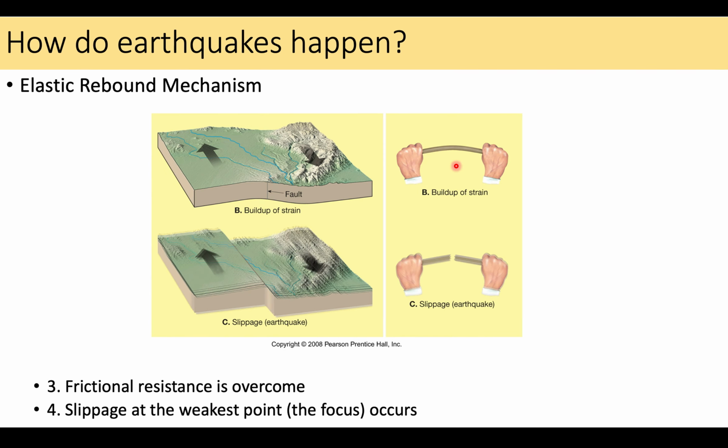As we're building up that strain, eventually it's going to slip. Eventually we're going to crack the stick. That is what causes our earthquake. So eventually, when we get to the point where the stick is too weak, the stick is going to crack. So that buildup of strain at some point is going to be too much, and the earth is going to slip along that fault line. Where we have the weakest point along that fault is where we're going to see that slip.